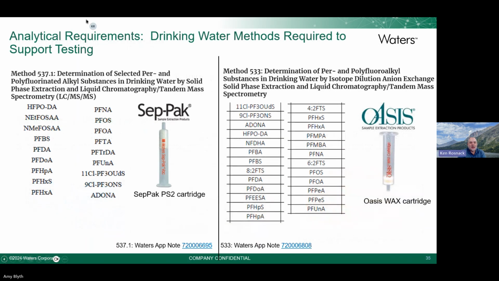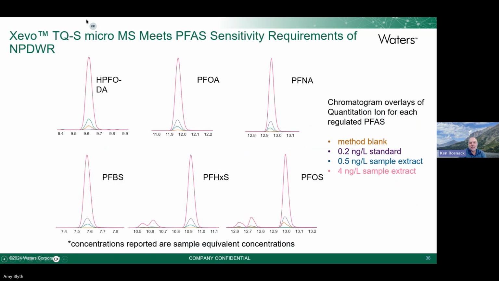So those are the requirements for the two different methods: different compounds, many of which overlap between 537.1 and 533. They also use different sample preps. One uses a SepPak PS2 cartridge, and the other is an Oasis WAX, which is a weak anion exchange. So there are two different mechanisms for retaining PFAS. I'm sure your lab, or the labs you use, have a preference on which one they want, but just to let you know, they are a bit different. The hyperlinks at the bottom will take you to some application notes.